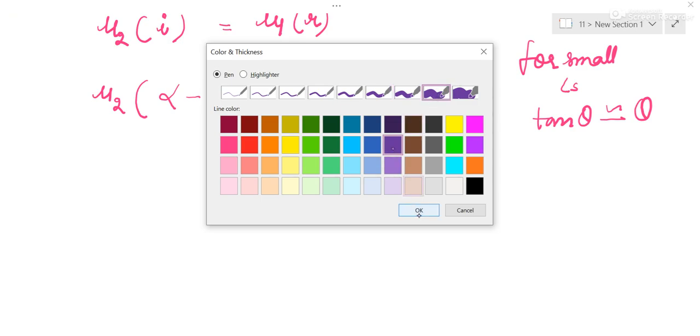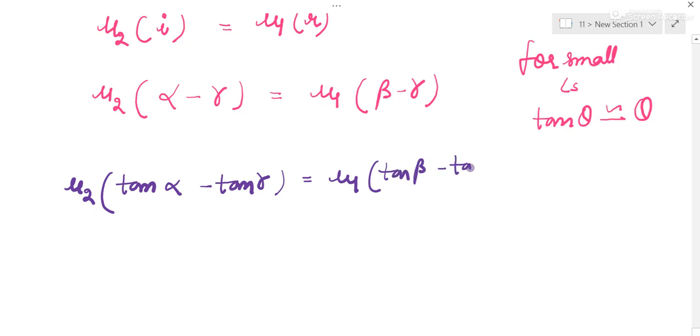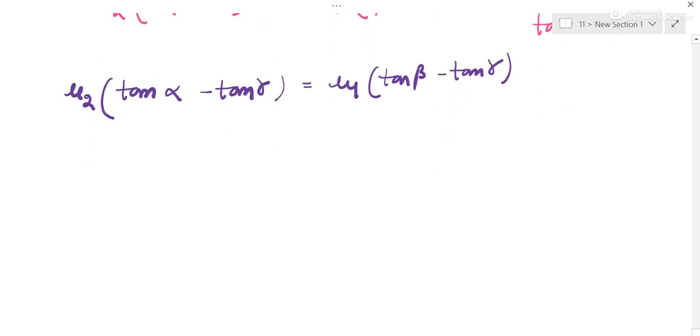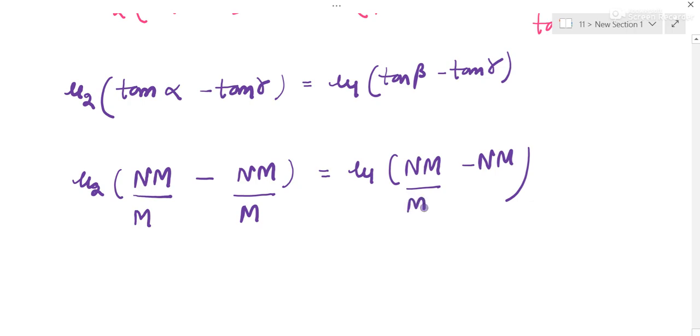Okay, so let us substitute. This is mu 2 times tan alpha minus tan gamma is equal to mu 1 times tan beta minus tan gamma. And now you know that perpendicular is same. This is the third derivation we are doing. So at least we can write NM perpendicular, and here as well, perpendicular. Now base. Let us talk about base. M is also fixed, because the foot of perpendicular is M.